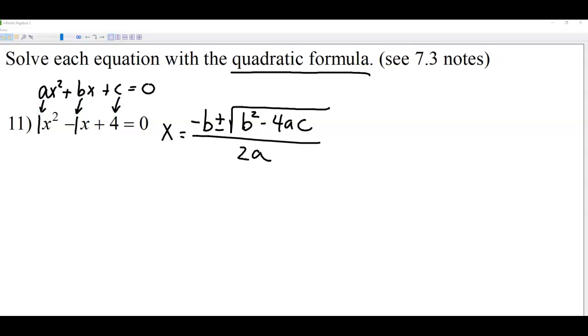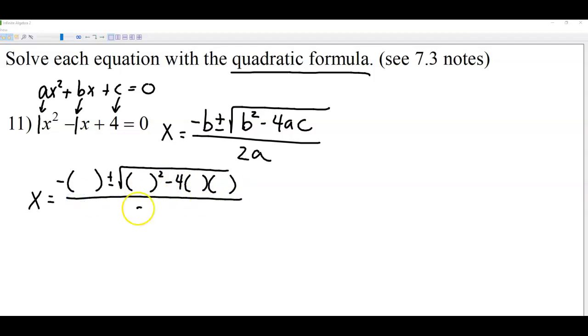So the first thing that we're going to do is plug those numbers into our quadratic formula. So b goes in the first two spots, and my b value is negative 1. A goes in the next spot, that's a positive 1. It also goes on the bottom. C is 4, and that's the last number I'll plug in.